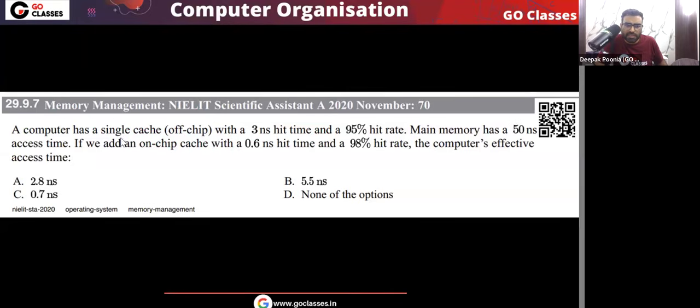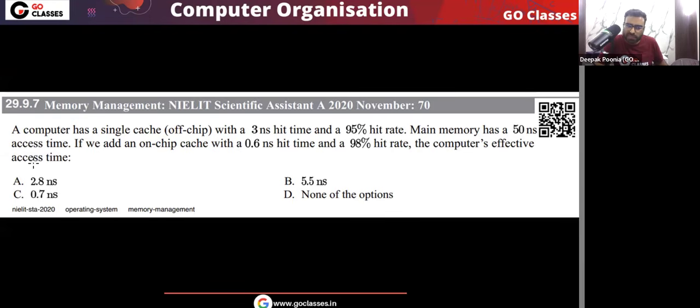Let's solve this NIELIT exam question. A computer has a single on-chip cache with 3 nanosecond hit time and 95% hit rate. Main memory has 50 nanosecond access time. If we add an on-chip cache memory with 0.6 nanosecond hit time and 98% hit rate, then what is the computer's effective access time? Effective access time means average memory access time. These are used alternatively.